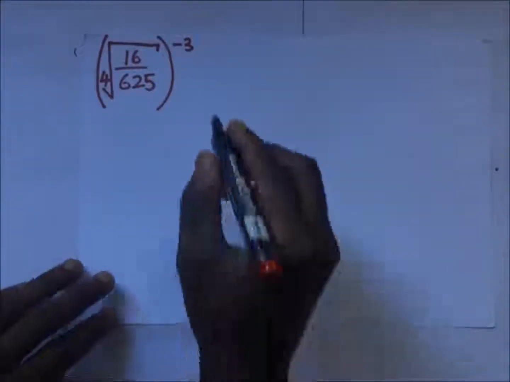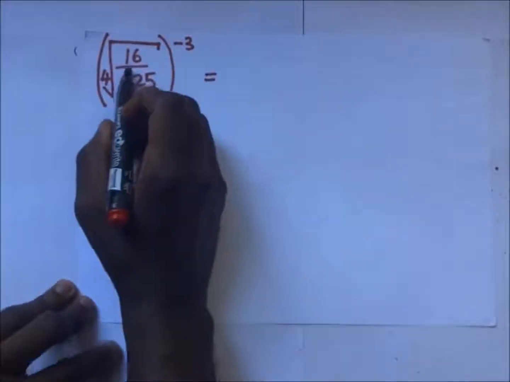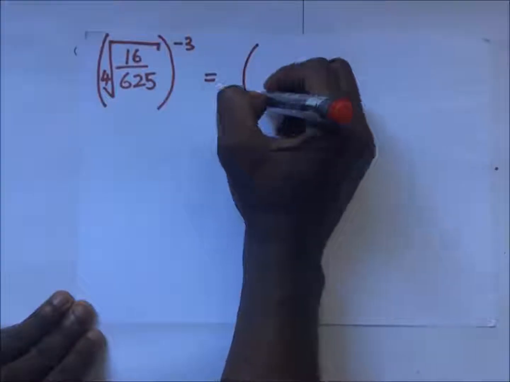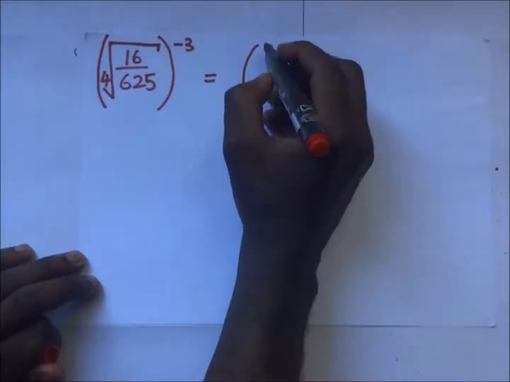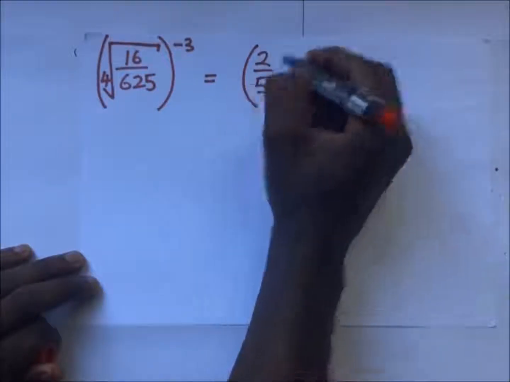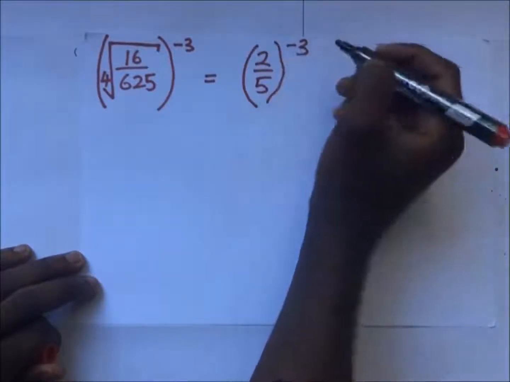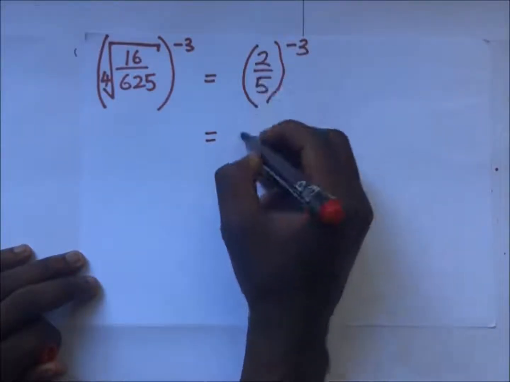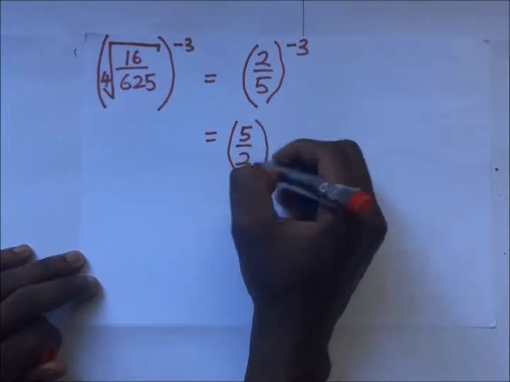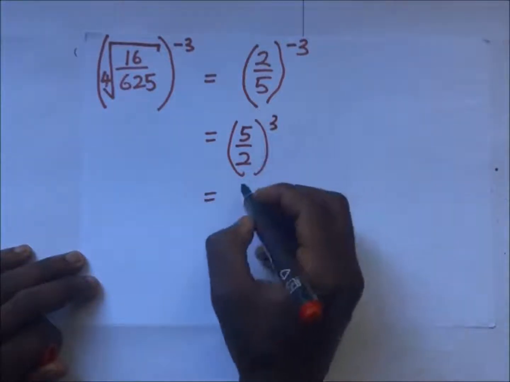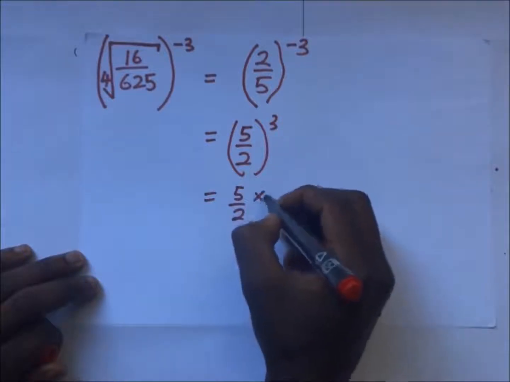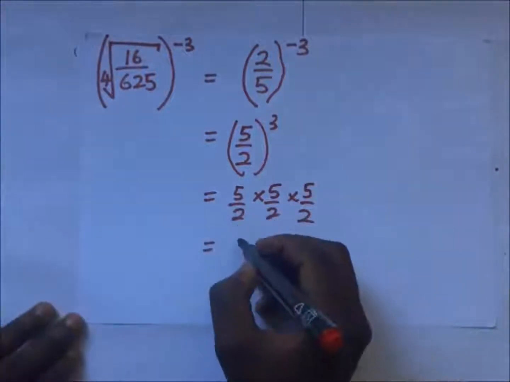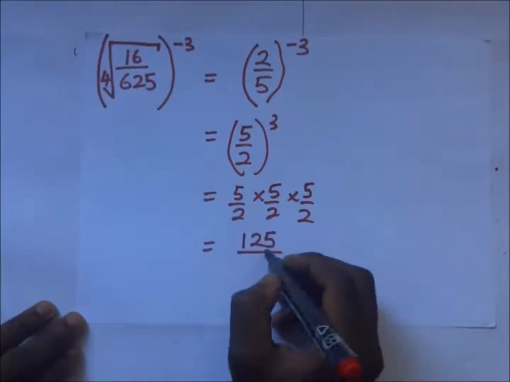Now, of course, solving this kind of number, we are supposed to first find the fourth root of 16 and the fourth root of 625. So this is going to become 2 over 5, and this is going to be to the power negative 3. To remove that negative, you get the reciprocal of that number. So it's going to be 5 over 2, all this to the power 3. And our answer is going to become 5 over 2 times 5 over 2 times 5 over 2. You end up with 125 over 8.